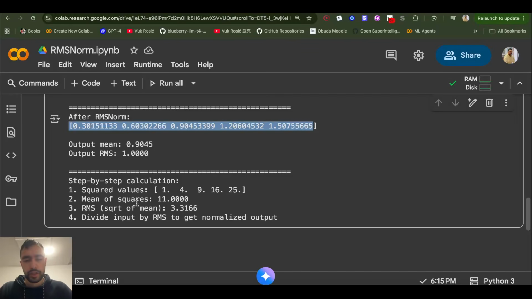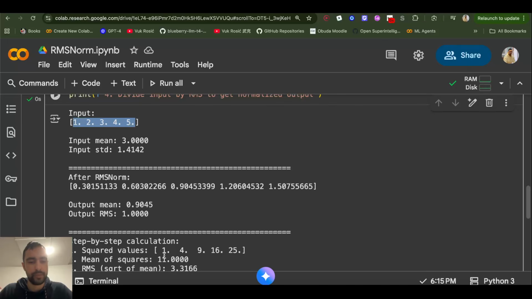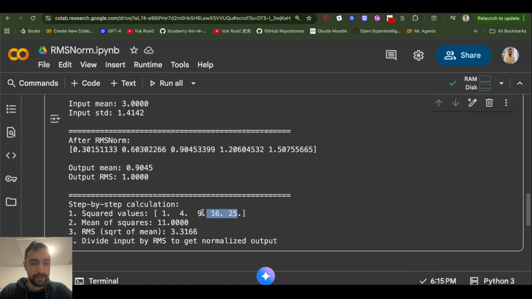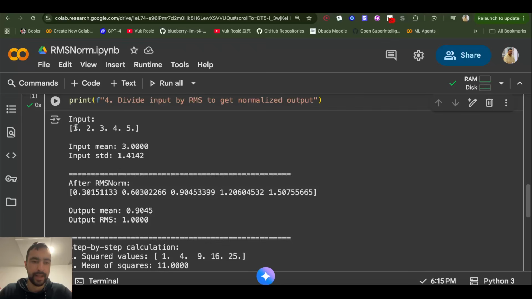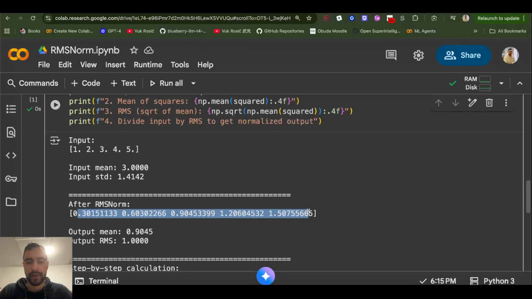Link below. So the way RMS norm works is we first square each of these inputs. So these are the squares, 25 is, and then the mean of the squares, 11, and then the square root of the mean. So this is RMS, the root mean square. It's kind of in the opposite order: root mean square. And then we divide the input by RMS to get the normalized output. So we divide each of these numbers by our RMS to make them closer to 1.